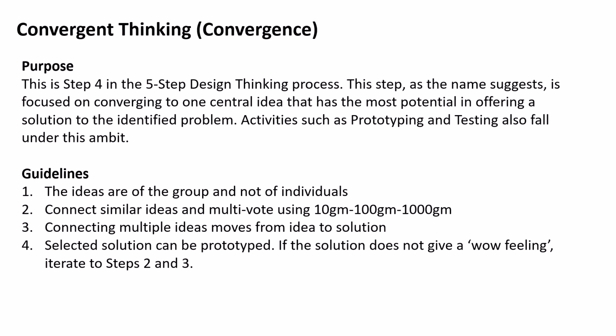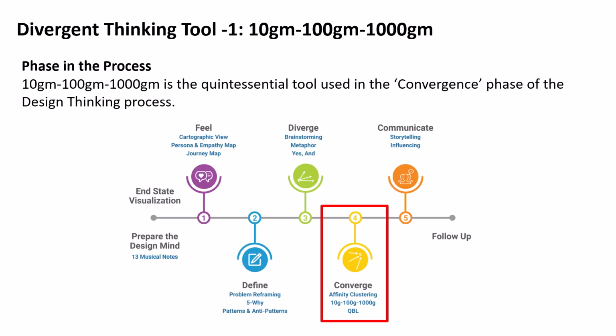You may have some questions regarding this convergence stage. How did you converge on certain ideas? What was the criterion to reject some ideas? Was there any conflict in narrowing down the ideas? Based upon this, we will see what the 10 gram, 100 gram and 1000 gram tool is.